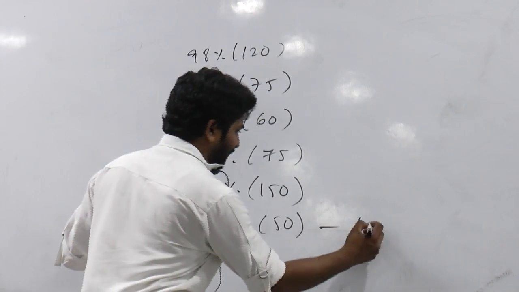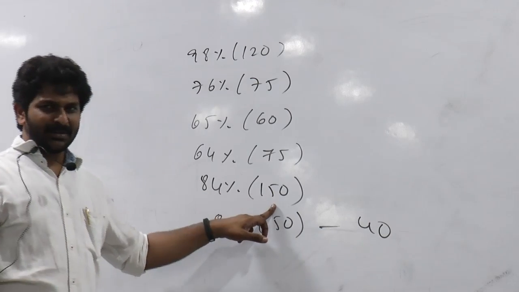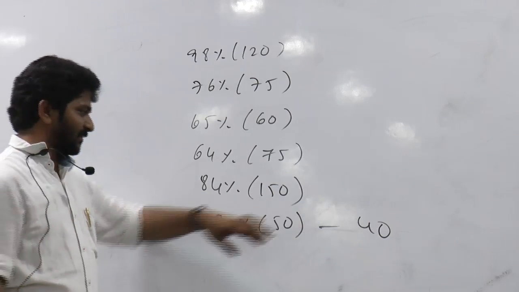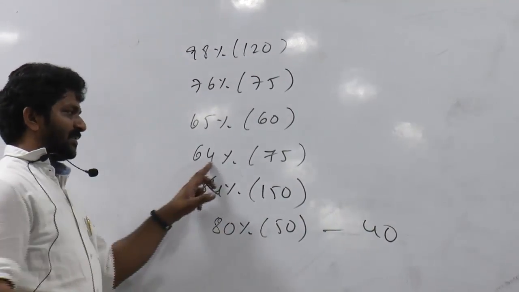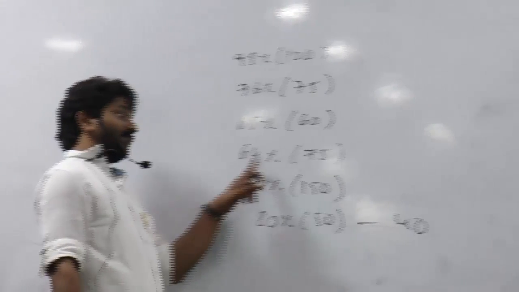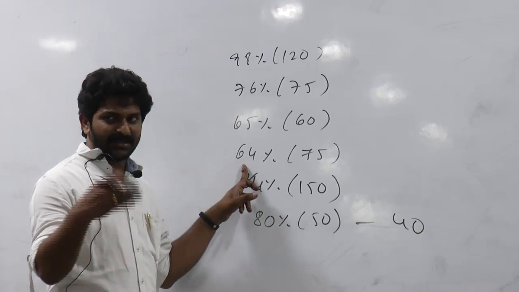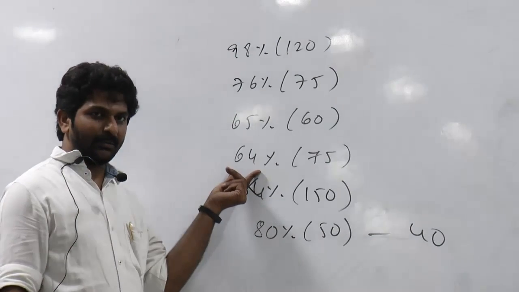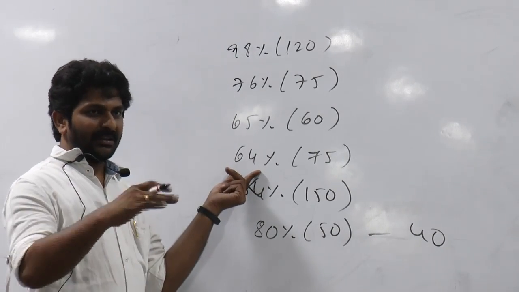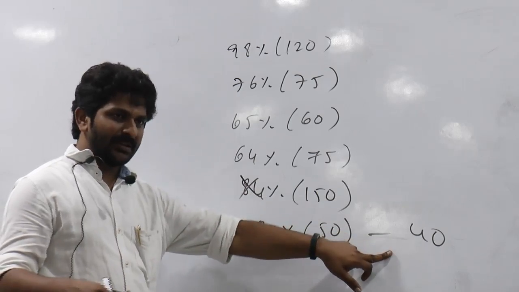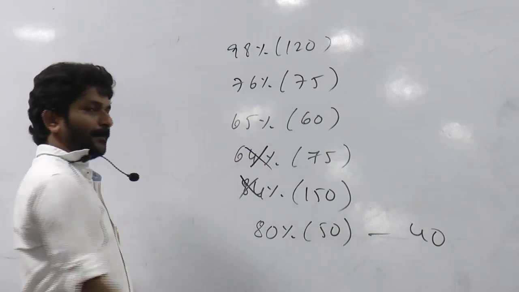Just let me verify it. You have 84% of 150, definitely more than this. This cannot be your answer. 64% of 75 or 75% of 64. 75% in the sense half plus half of it. Half is 32. Again half is 16. 32, 16, more than this. This cannot be your answer.